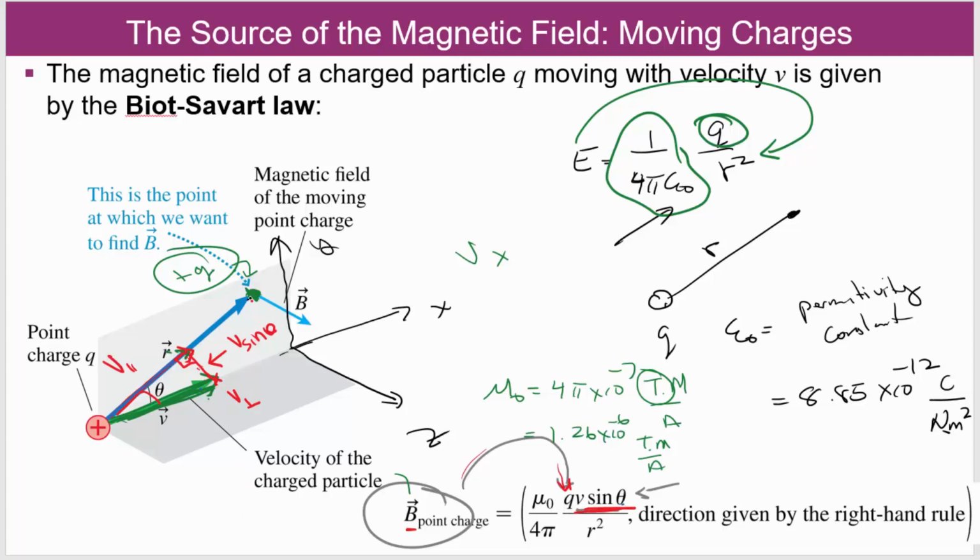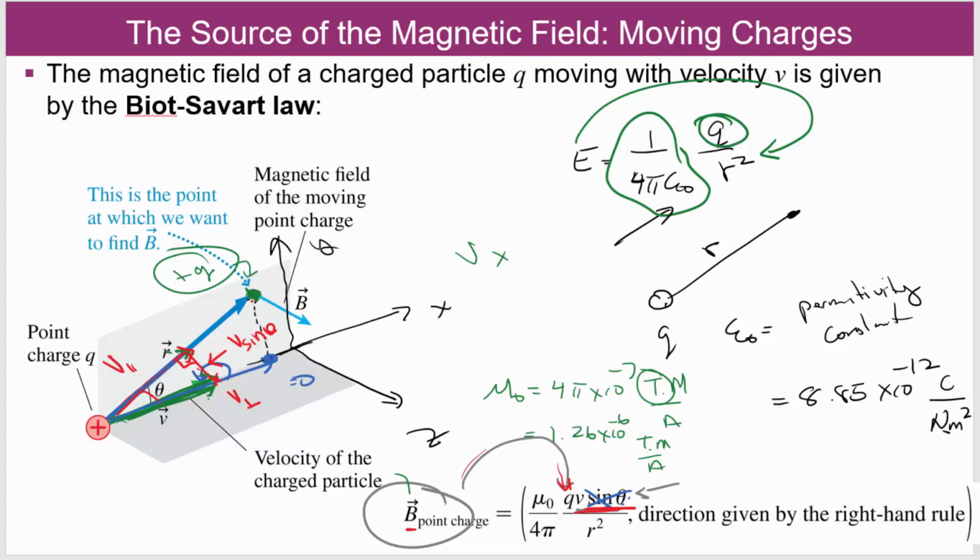Therefore, if we were looking for the magnetic field at this point on the x-axis, then this becomes our position vector here, which is parallel to the velocity vector. Sine of theta, that's 0. This becomes 0. The magnetic field at this point is 0. So magnetism is inherently three-dimensional.